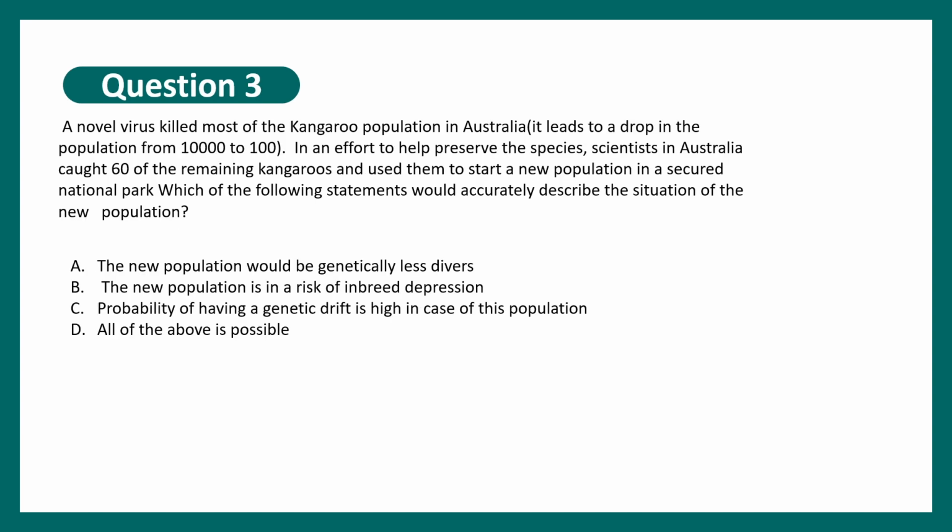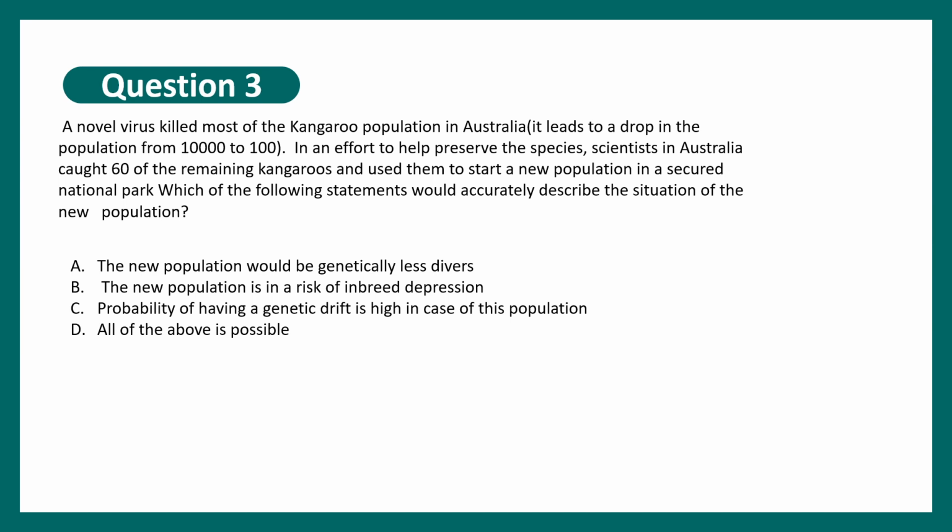Question 3 is from evolution. A novel virus killed most of the kangaroo population in Australia. It led to a drop in the kangaroo population from 1000 to 100. In the effort of helping the conservation of this species, scientists in Australia caught 60 of the remaining kangaroos and used them to start a new population in a secured national park on an island. So, which of the following statements would actually describe the situation of this new population?